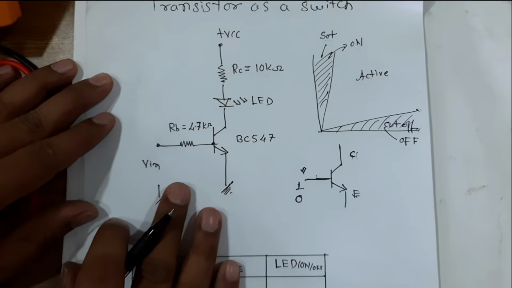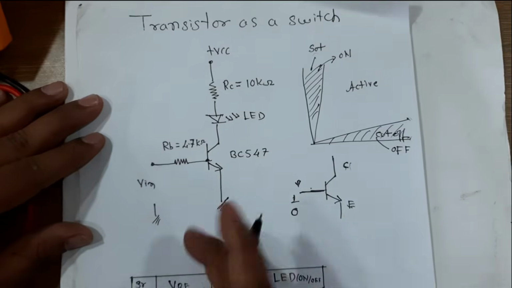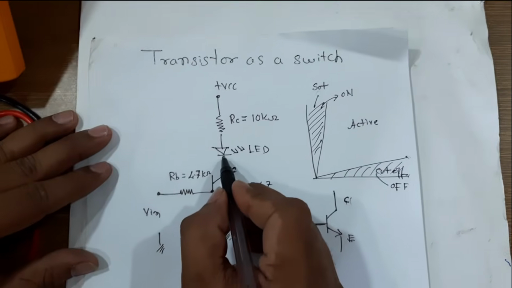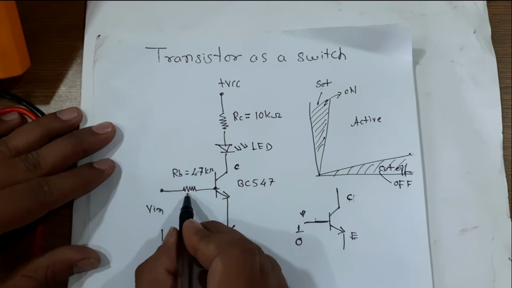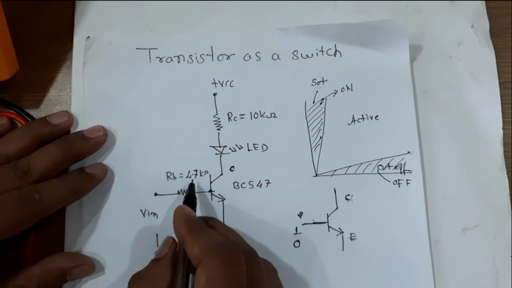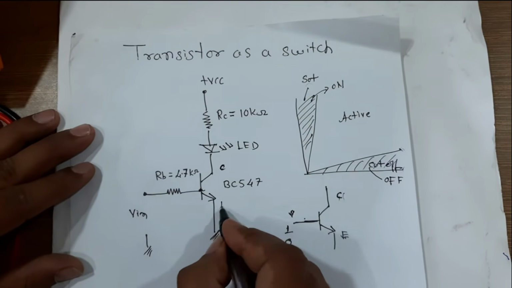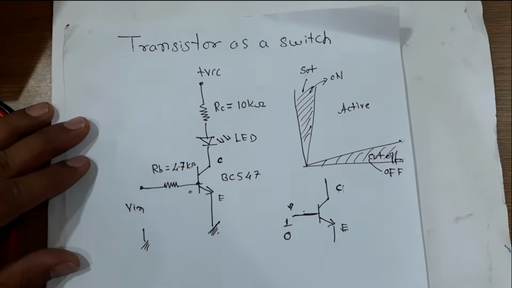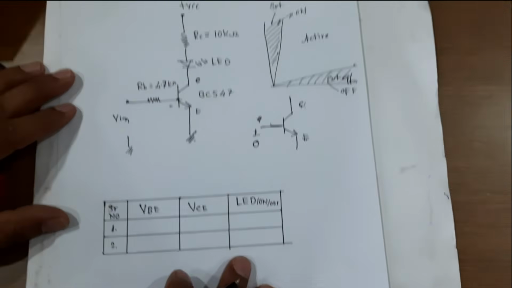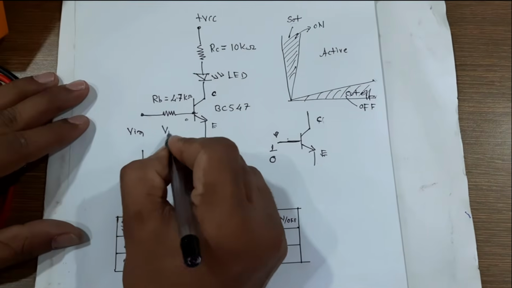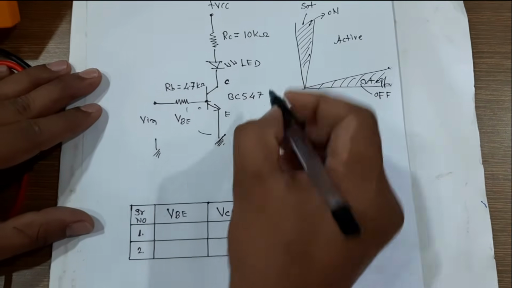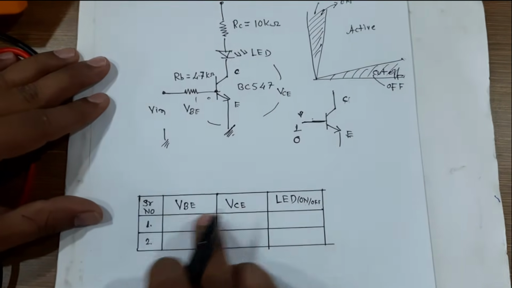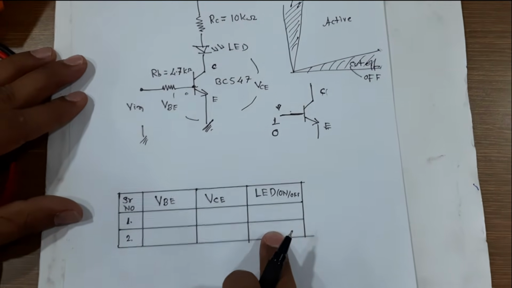Now I can show the circuit diagram of a transistor as a switch. At the collector side we have connected one resistor RC in series with the LED, and at the base we have one current control resistor, 4.7K, and the emitter is directly grounded. From the observation table we have to calculate two things: the voltage between base and emitter, VBE, and the voltage between collector and emitter, VCE, and we have to check the status of the LED.